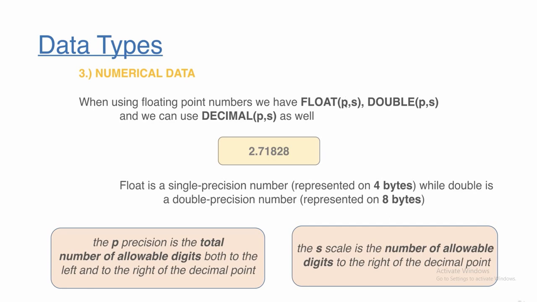Of course, we have two parameters, p and s. The P stands for precision. It is the total number of allowable digits both to the left and to the right of the decimal point. What about the scale or the size? It is the number of allowable digits to the right of the decimal point. So here we have the decimal point and we have 1, 2, 3, 4, 5 digits on the right side of the decimal point in this case, and we have a single digit on the left side of the decimal point in this case. So we can define what kind of values we would like to store with float, double, or decimal. And of course, it is again absolutely crucial.